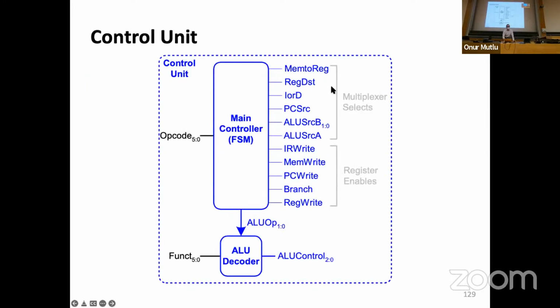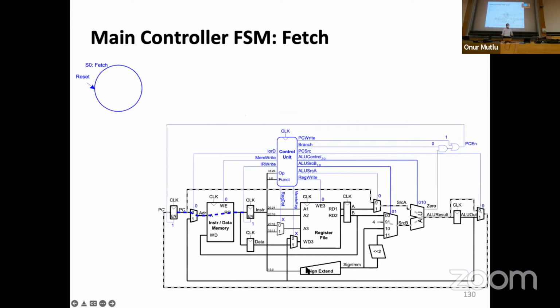Basically, we're going to construct this control unit. We have a finite state machine that takes opcode as input and also function as input in this decoder over here. And that generates the multiplexer select signals as well as register enable or memory enable signals over here. And you also output that to ALU op so that you can control the ALU over here. So basically, we're going to construct the finite state machine. You kind of saw an example earlier.